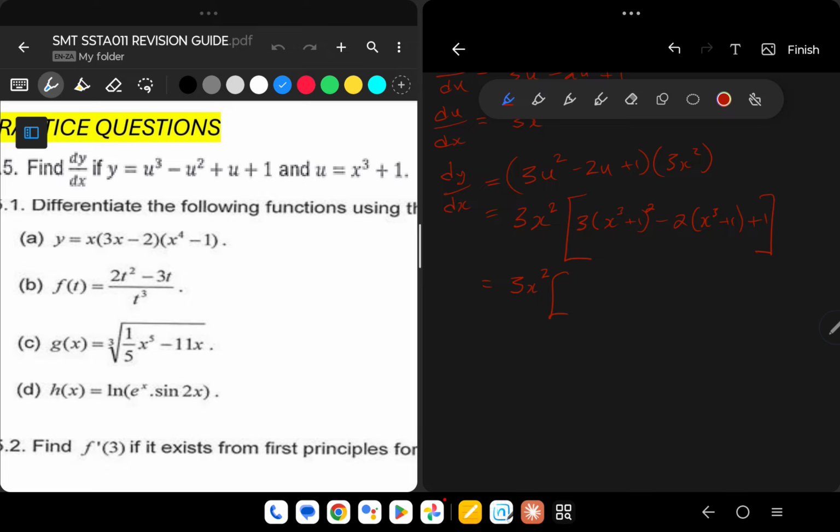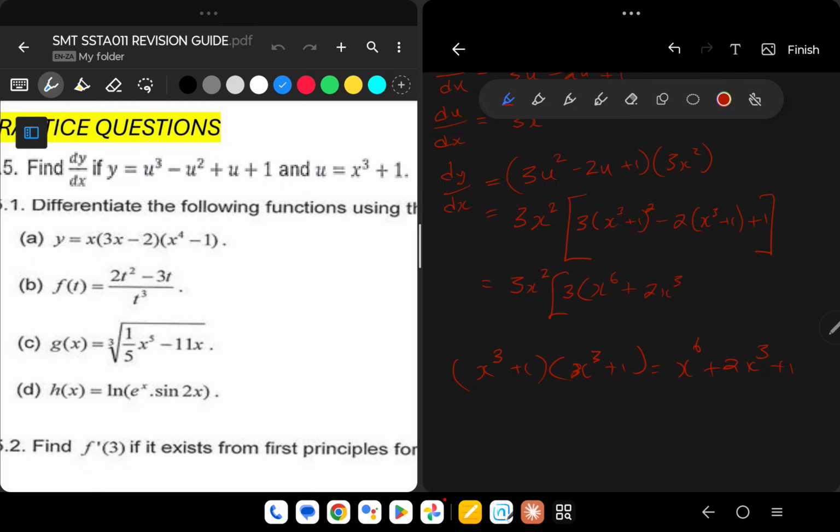So what we have inside is 3 times, when we square this, x cubed plus 1 multiplied by x cubed plus 1, this gives us x cubed times x cubed is just x to the 6, x cubed times 1 is just x cubed, and then 1 times x cubed is just x cubed. This means you're gonna have 2x cubed, and then 1 times 1 is just 1. So this is what you're gonna have right here: x to the 6 plus 2x cubed plus 1.